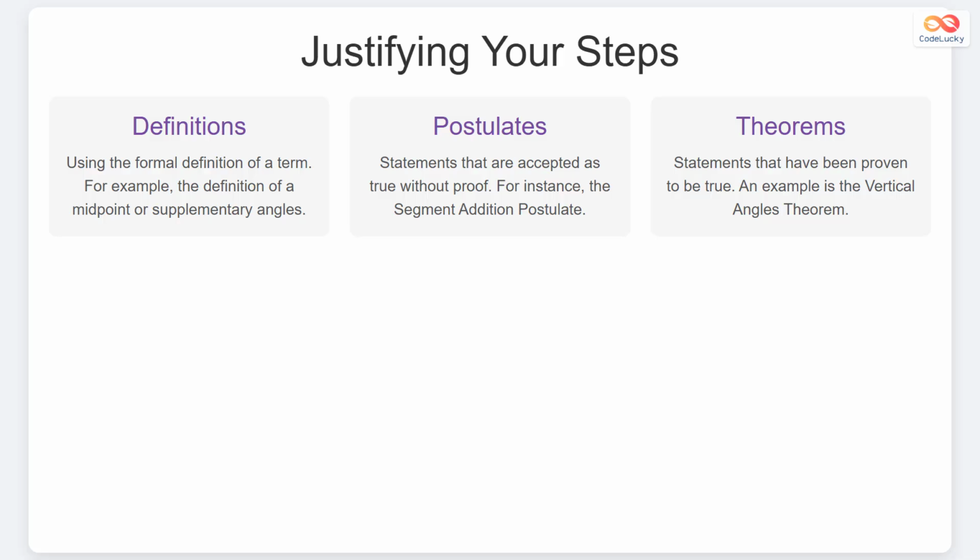The reasons column is where you justify your statements. You will frequently use definitions, such as the definition of a midpoint or congruent angles. You'll also use postulates, which are statements accepted as true without proof, and theorems, which are statements that have already been proven.